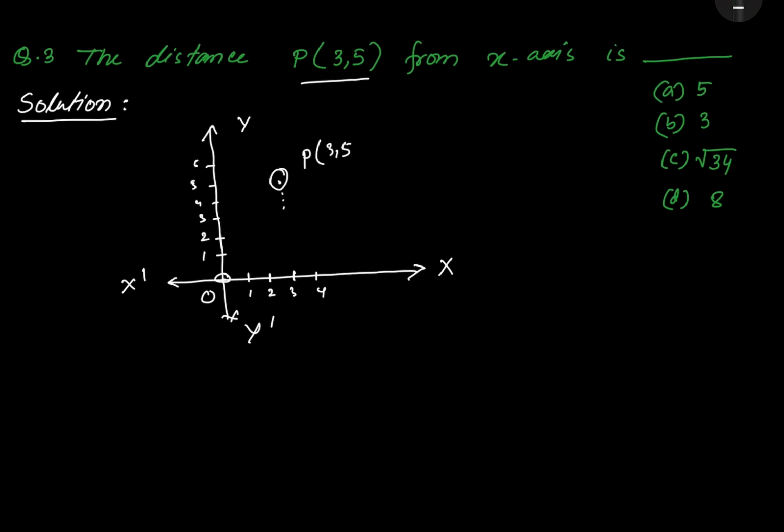If we connect with a dotted line, it will look like this, the 5 point. Now this point's distance from the x-axis, this is the x-axis and this distance is 5 units. So the answer is 5 only. This is the correct option.